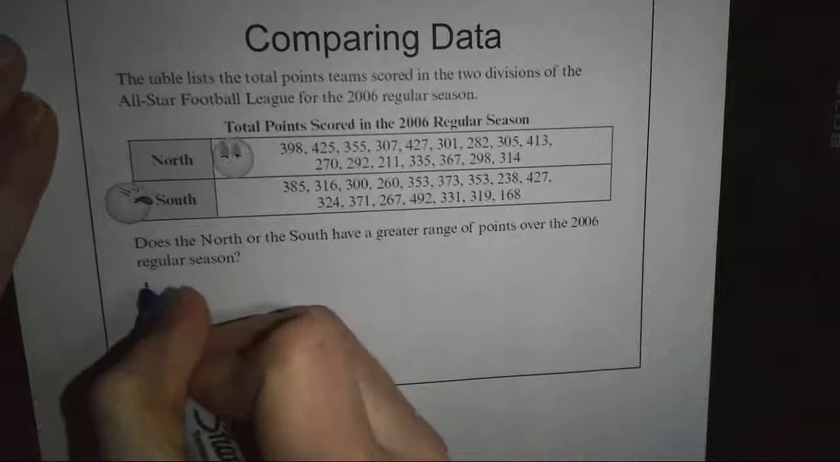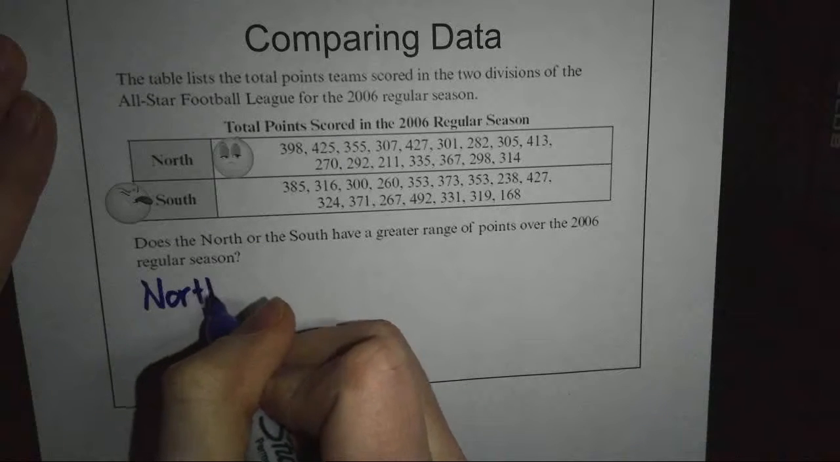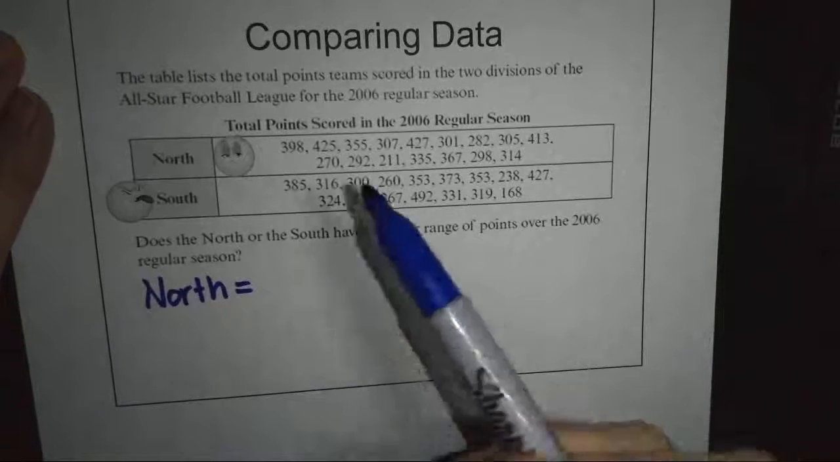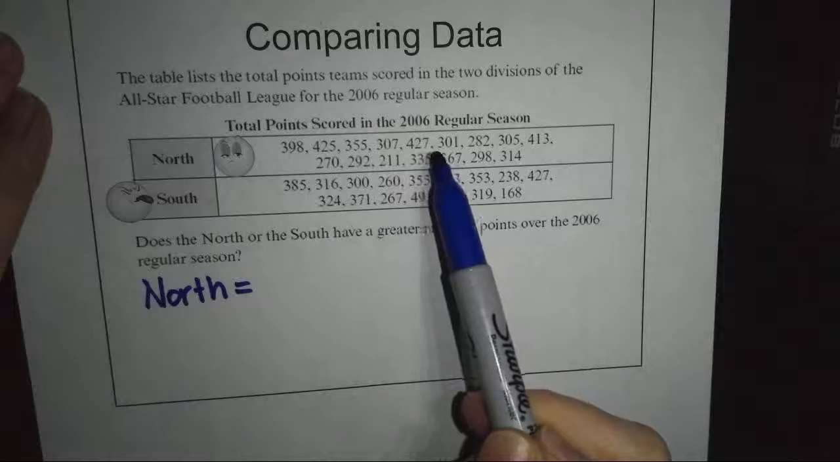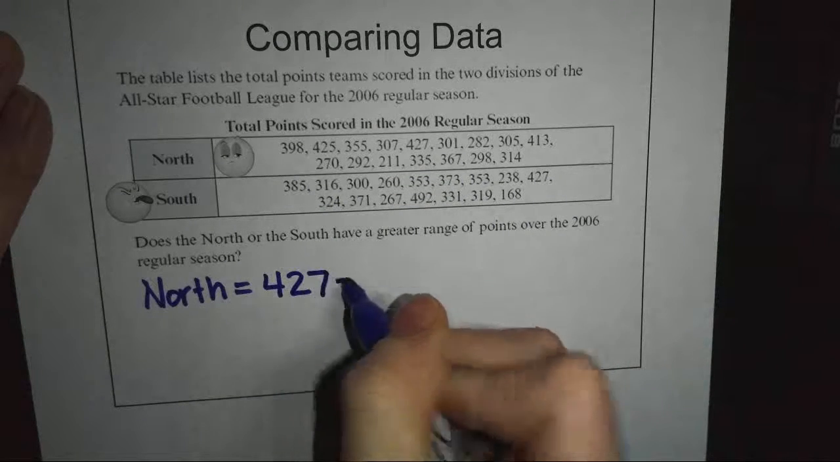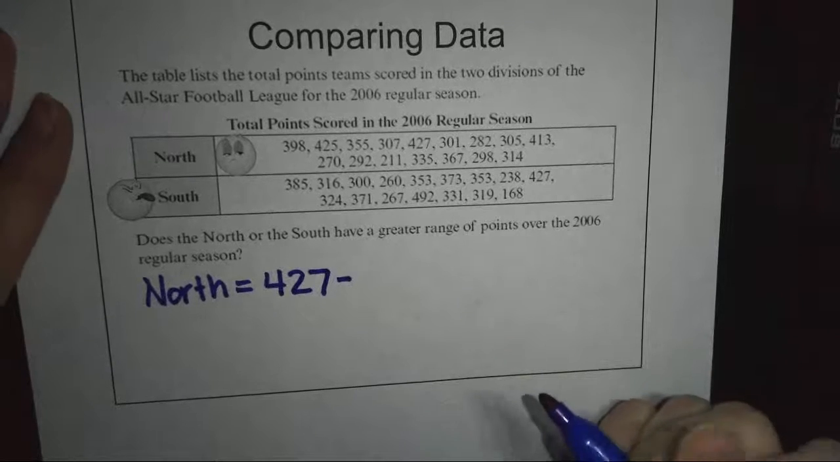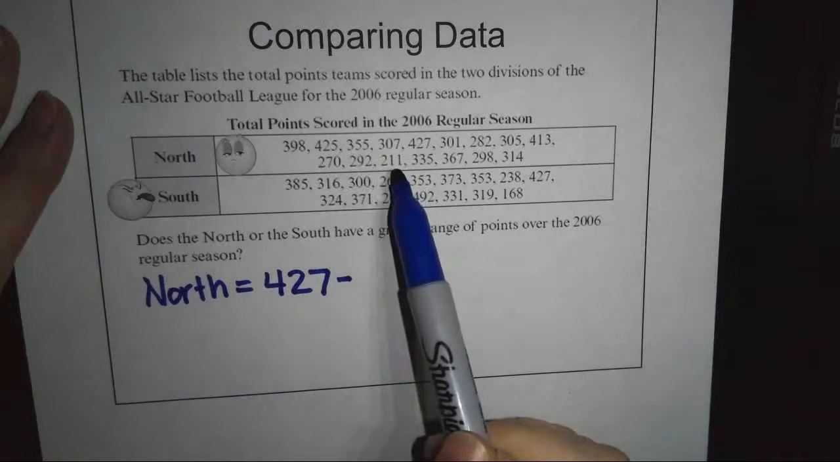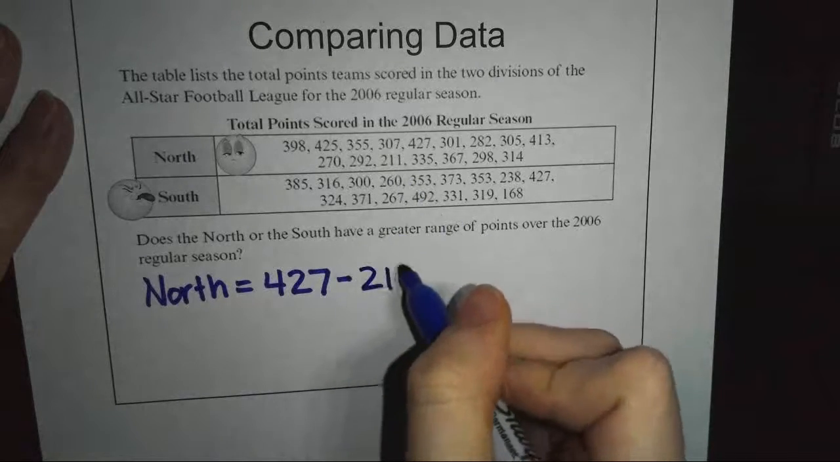Okay, so the first thing we're going to do is find the range for the North. So we have to take their largest point value. Let's see, it looks like 427 would be their largest, and subtract their smallest point value. So let's see, it looks like 211 would be their smallest point value.